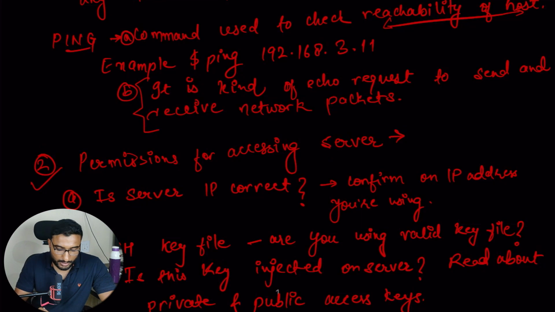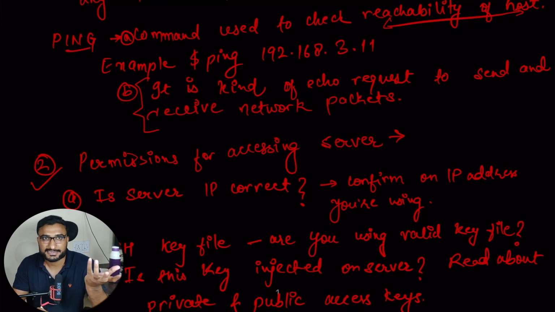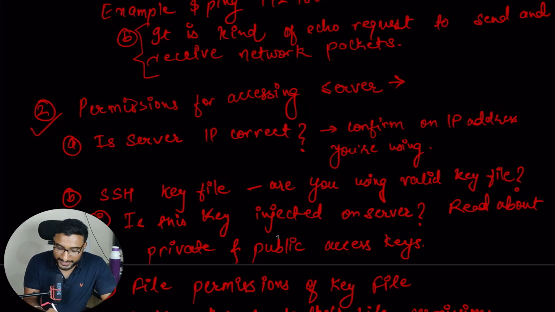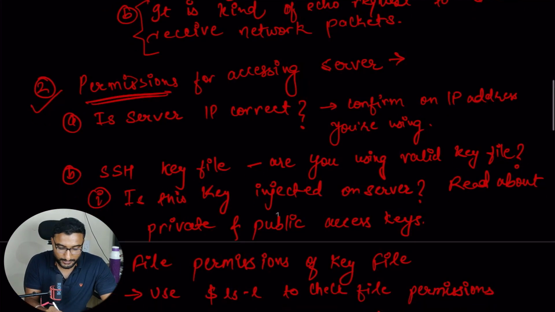Number two is checking permissions for accessing the server. If you want to access any remote host, that server will definitely not be accessible to all the public. If that server is not accessible to all the public, it should have permissions specific to your local machine so that you can access it. What are the things you can take care of while you are trying to validate the permissions to access the server?